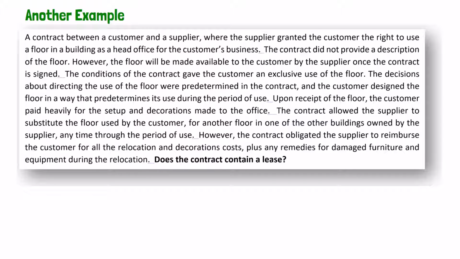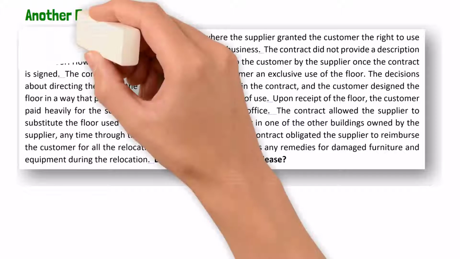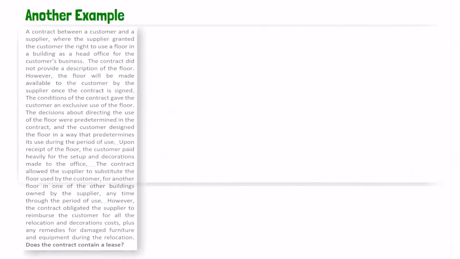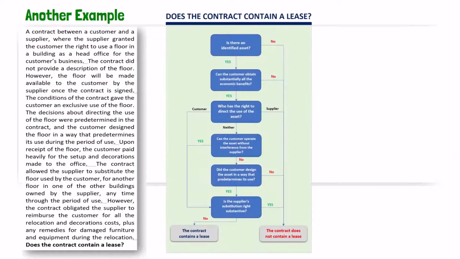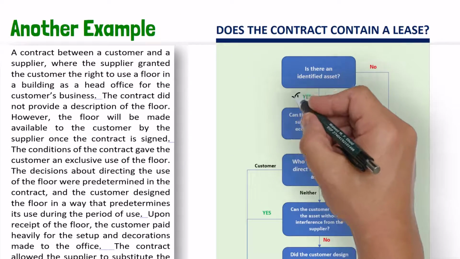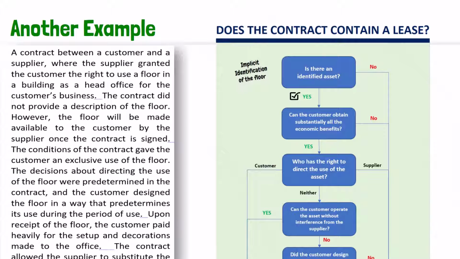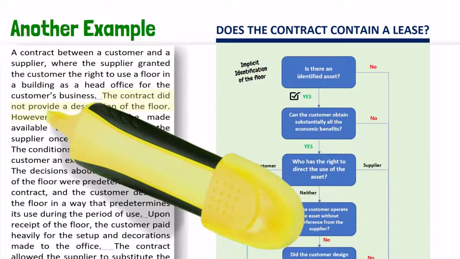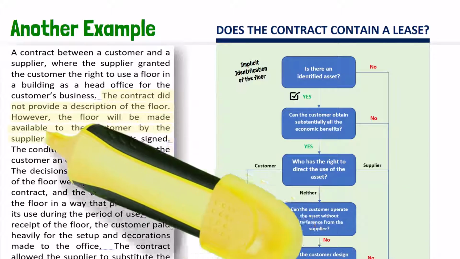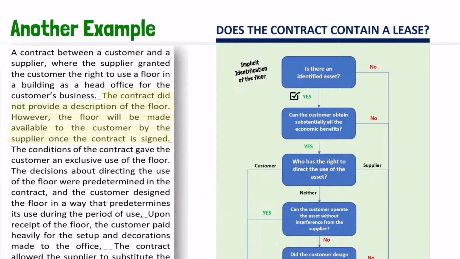Does the contract contain a lease? This contract includes a lease because of the following. There is an identified asset in the contract. The floor was implicitly identified in the contract, as the contract mentioned that the floor will be made available to the customer once the contract is signed.